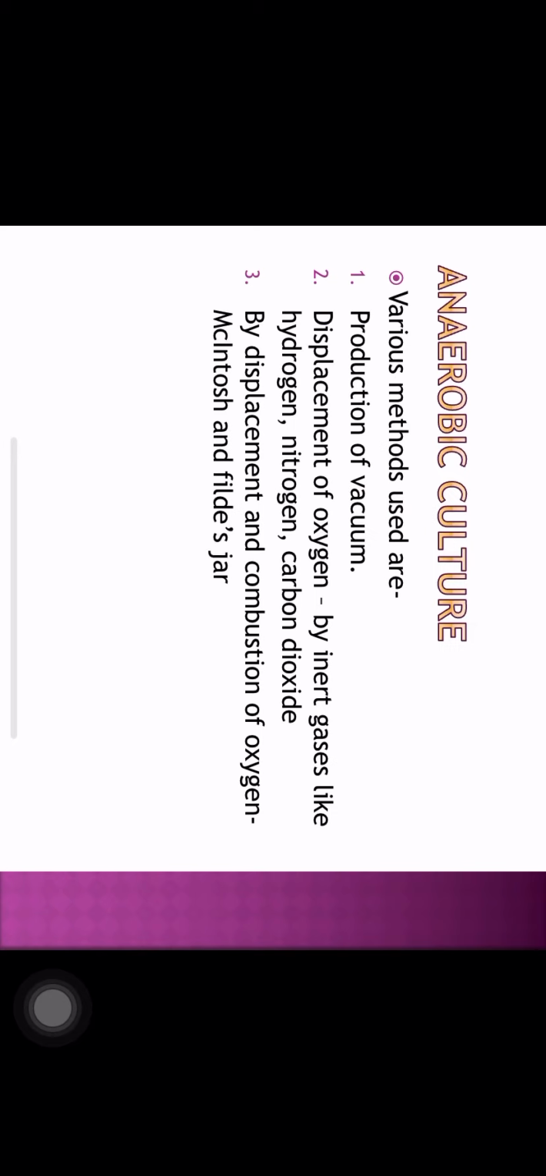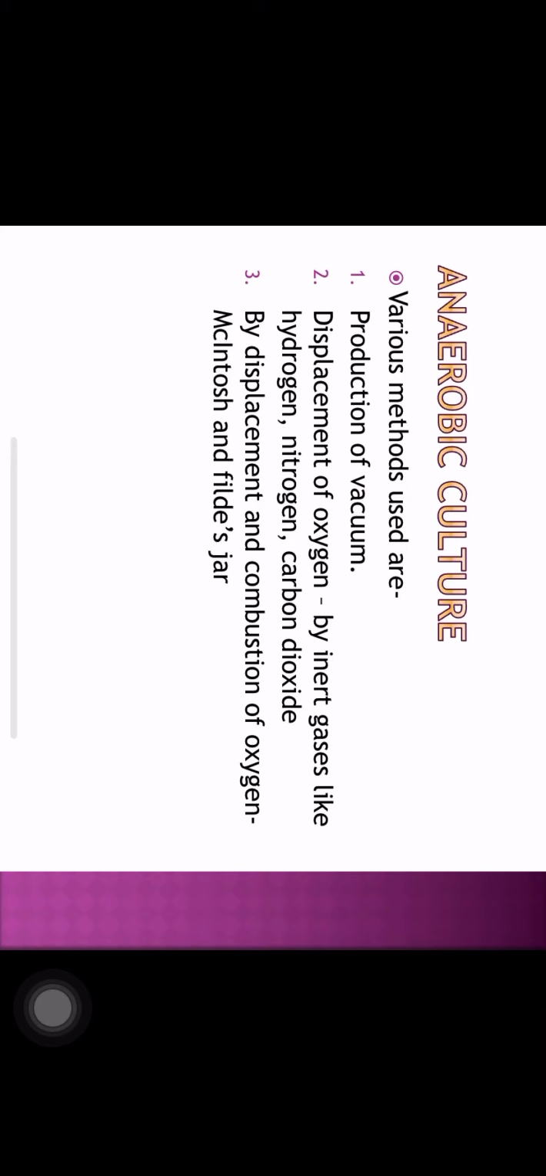Then you can use liquid culture. Liquid culture is used for various biochemical tests. It is used for providing stock of organism. It is used for bacterial blood culture. It is used for large production of microbes. Then comes anaerobic culture. Anaerobic culture is done for growing anaerobic bacteria, and there are different methods by which anaerobiosis is achieved. You have to remove oxygen for making an anaerobic environment.